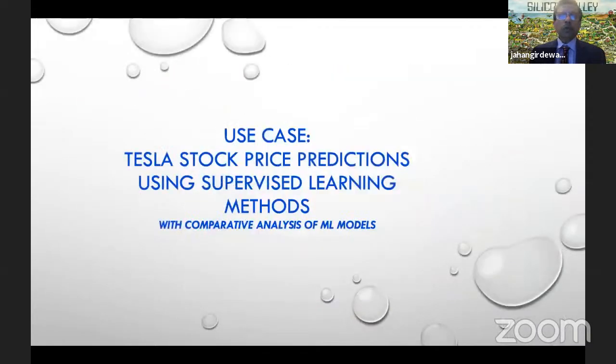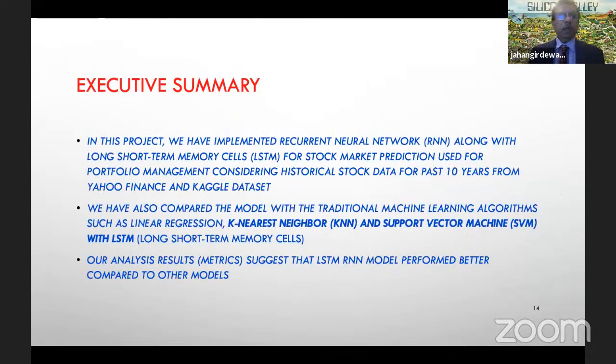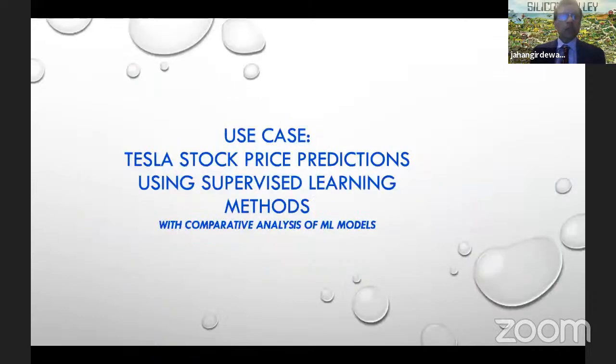So here are some of the use cases. I'll run over what we did. We have implemented a project during my study at UC Berkeley, where we were predicting stock prices based on the real stock prices and history for the last 10 years.